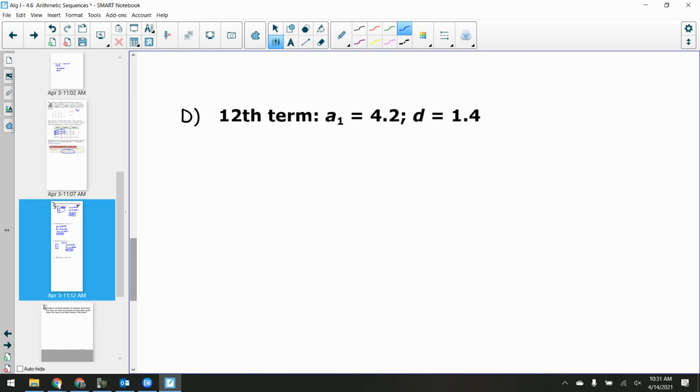I want the 12th term. So n is 12. a sub 1 is 4.2. d is 1.4. And I'm looking for a sub 12. So that means a sub 1, 4.2, plus n minus 1, 12 minus 1 is 11, times d, which is 1.4.